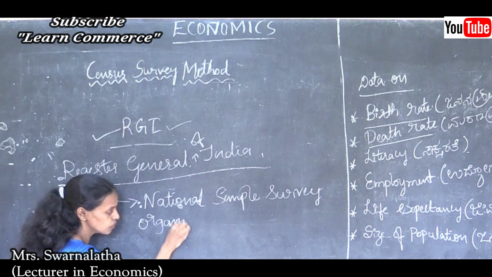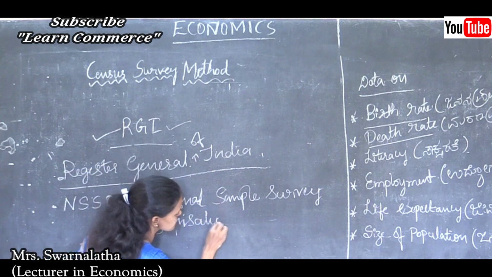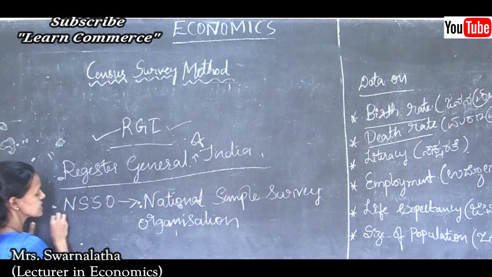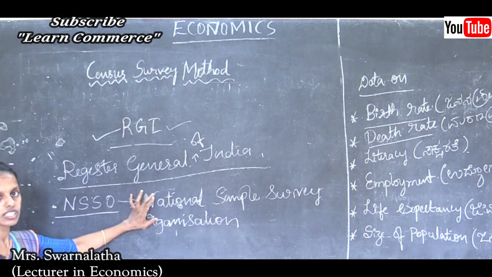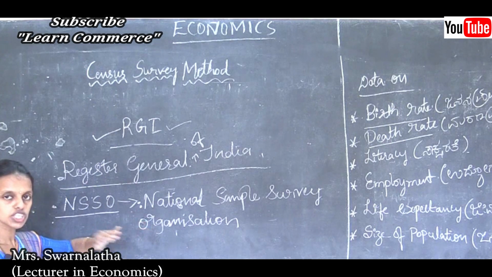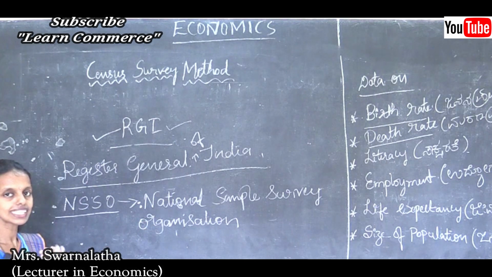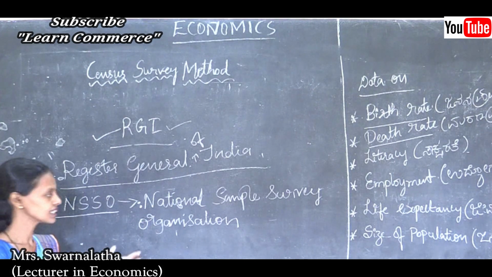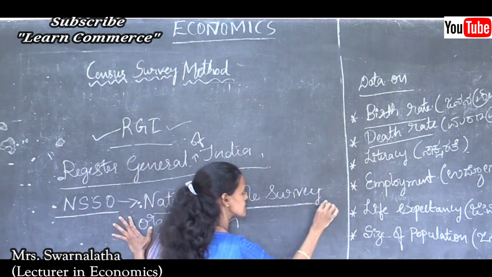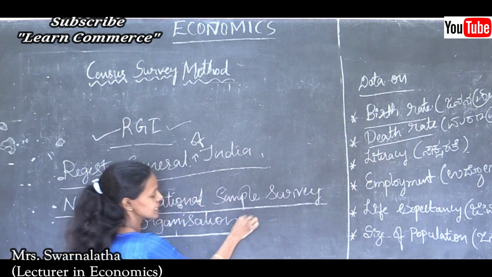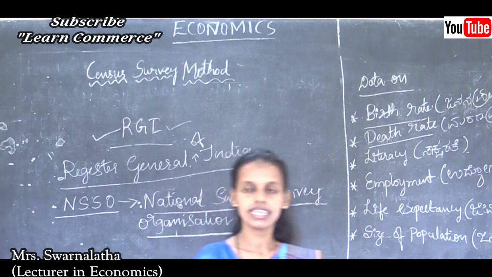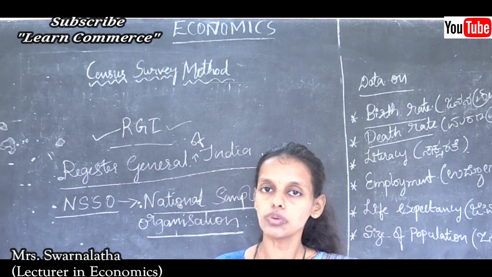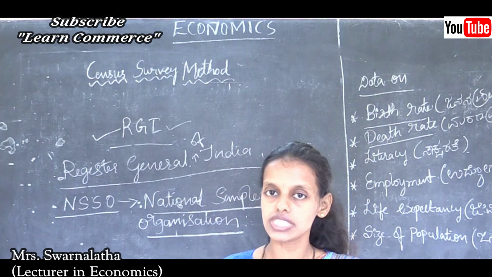So now we studied what is census method. NSSO is one of the organizations. It is going to collect the information through the samples. By taking the samples, survey is conducted. That is said to be the sample survey method of collecting the data. So in the next class we are going to study how the sample survey method we are using to collect the data.